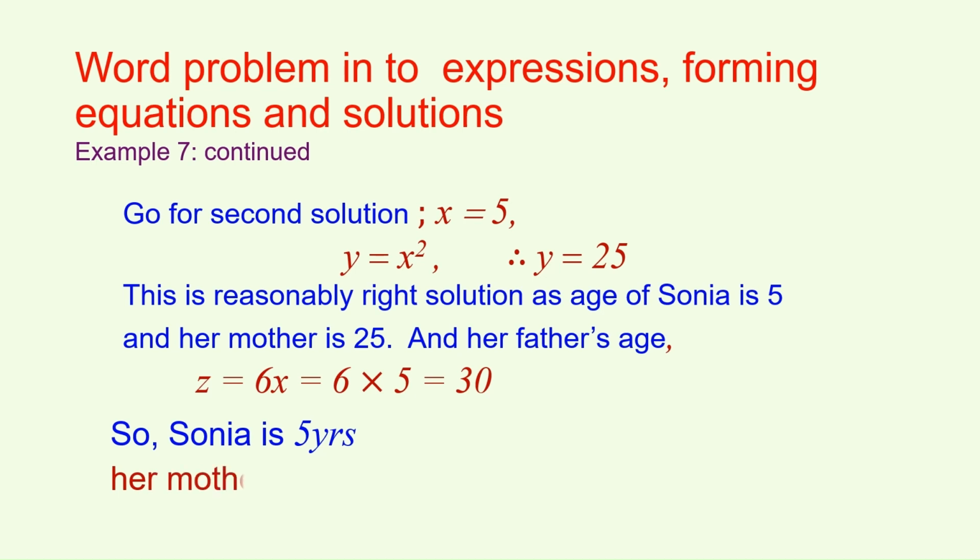So, Sonia is 5 years old, her mother is 25 years old and her father is 30 years old.